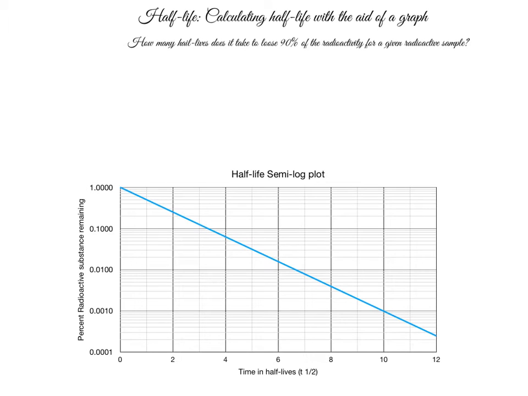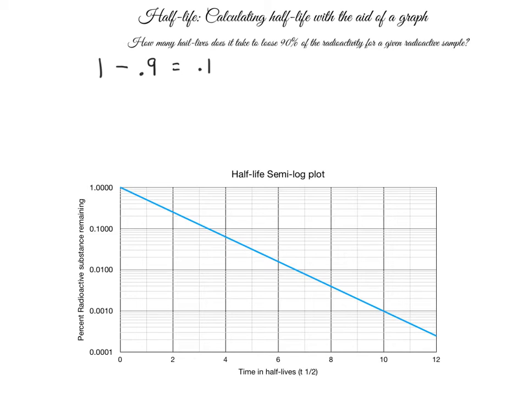Here's an example of solving a problem using the semi-log plot to do the log calculation. Our question is, how many half-lives does it take to lose 90% of the radioactivity for a given radioactive sample? So we know that in decimal percent, 100% is 1. And I'm going to lose 90%, so that's 0.9. So I'm looking for when do I have 0.1 or 10% left.